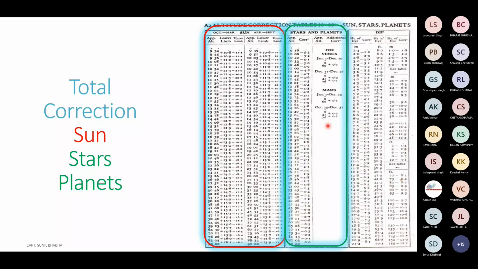These are not applicable to Jupiter and Saturn as they are far away, they do not show the phases, and they do not have any parallax. They are not applicable to the stars either, because stars emit their own light, so they don't show any phases. And secondly, stars are so far away that parallax for stars is nil. So this was the total correction for the Sun, for the stars, and for the planets.